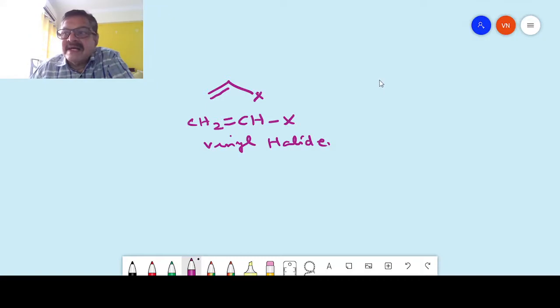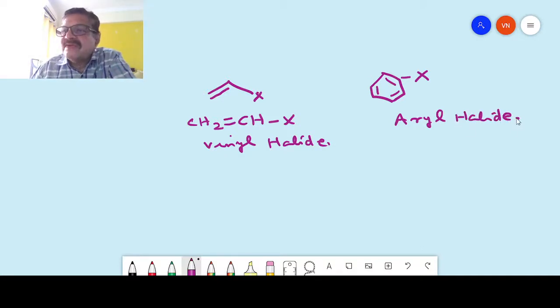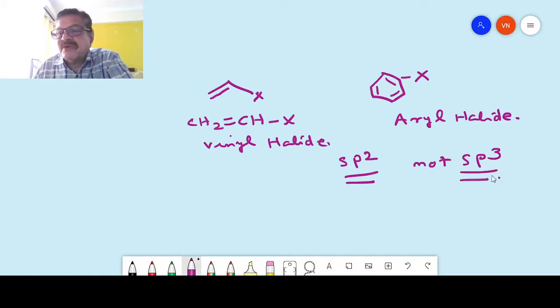Then I can give you another example here. This is the aryl one, so this will be an aryl halide, X. This is also not an sp3 hybridized carbon atom. So these compounds don't give the nucleophilic substitution reaction just like the other alkyl halides, because in both cases the carbon atom is sp2 and not sp3. This is the most important point here.